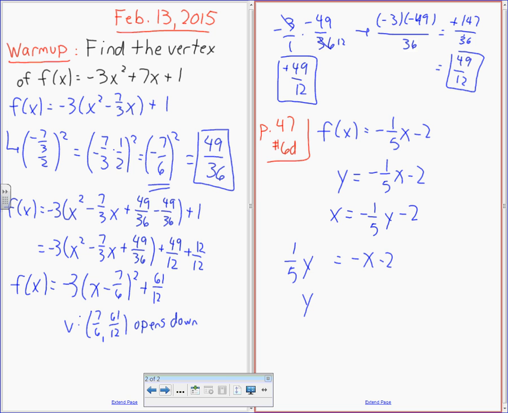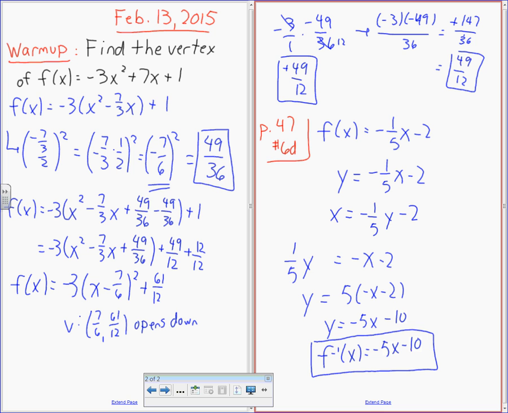Okay, so y is going to be 5 bracket negative x minus 2, which is going to be, and I'm going to call that f inverse x is negative 5x minus 10. That's what they did. Uh-oh. What they have in the book is 5 bracket x minus 2.